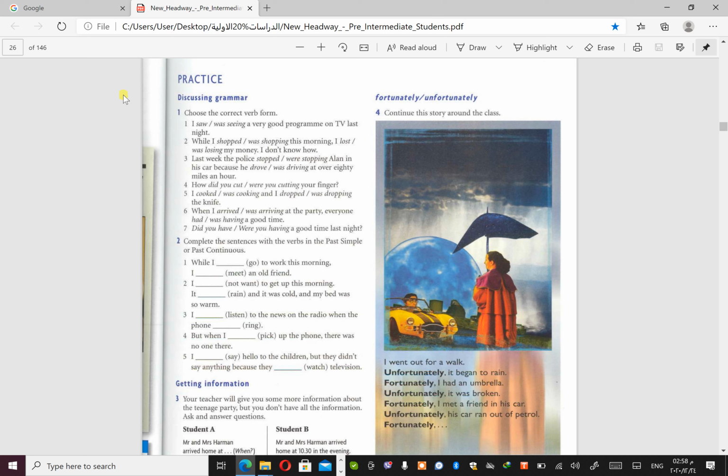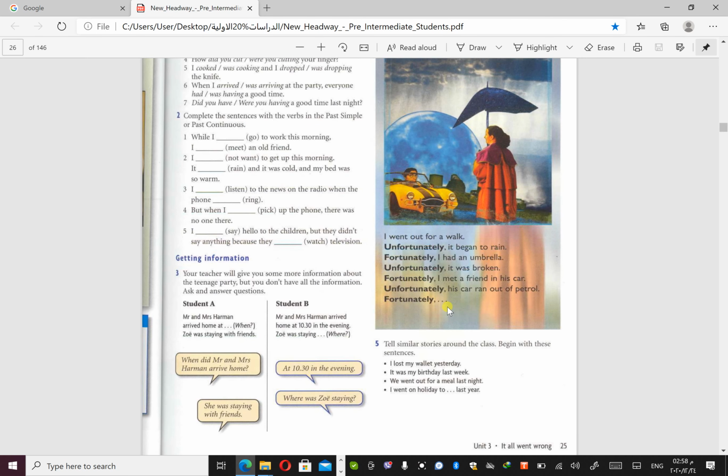And if you look here discussing grammar, I want you to do practice number two. Okay, and also practice number one. This is talking about the same thing that I talked about. Okay, yeah. So this is the most important.